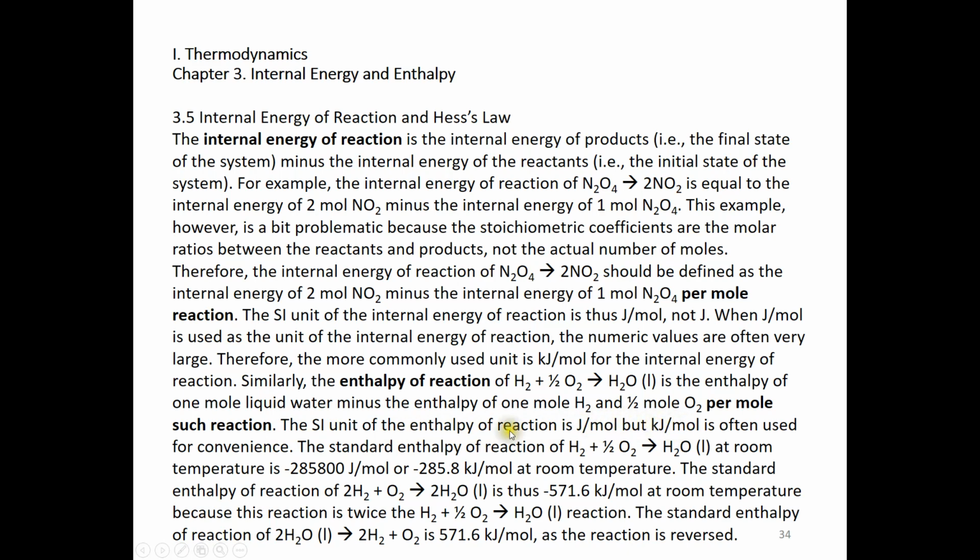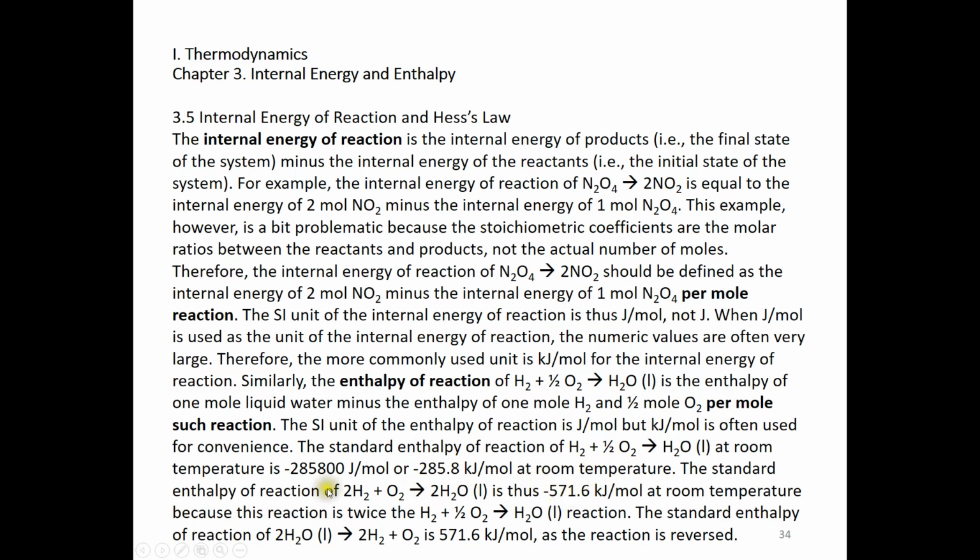Now let's look at the standard enthalpy of reaction for this H2 plus 1/2 O2 to become water at room temperature. It's negative 285,800 joule per mole. So this is not very convenient. That's why we usually say negative 285.8 kilojoule per mole. Now what if we double the coefficients? When we double the coefficients, we double this numerical value to negative 571.6 kilojoule per mole.